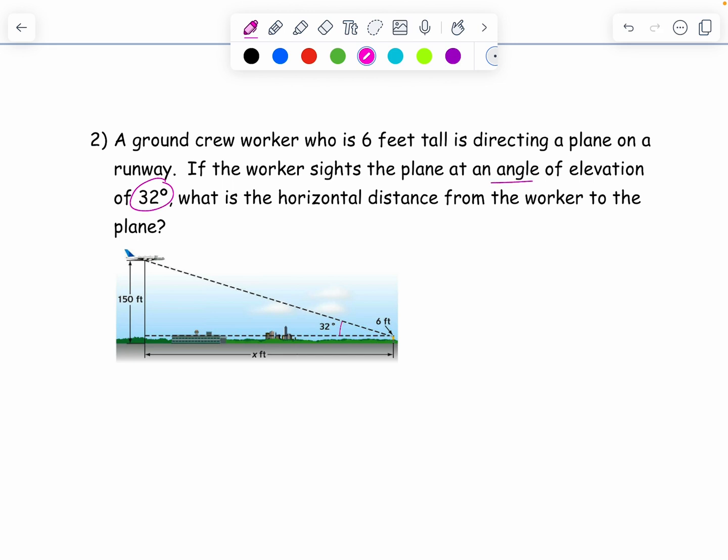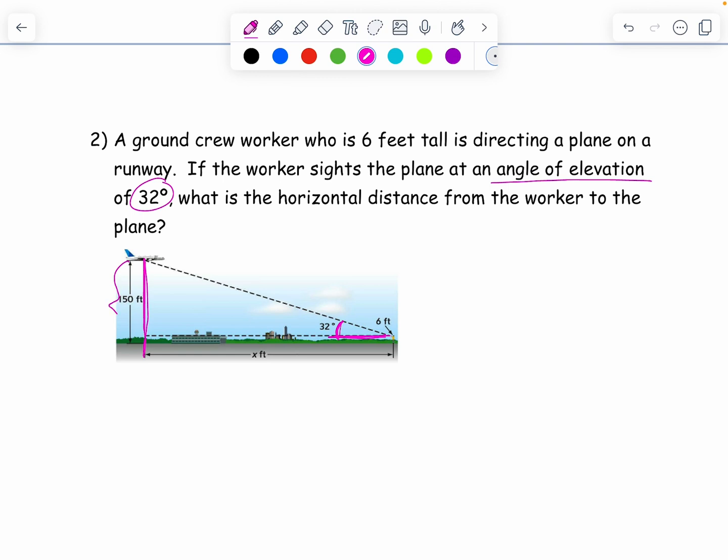Now, it talks about a 32-degree angle of elevation. That means, angle of elevation means that from your horizontal line of sight, so from your eyeballs, looking up, that's that angle. So this angle right here, looking up to the plane, is 32 degrees. Now where we have to be careful with this is that this horizontal line of sight is 6 feet off of the ground because our guy is 6 feet tall. So once we find this, then the total height is adding 6.